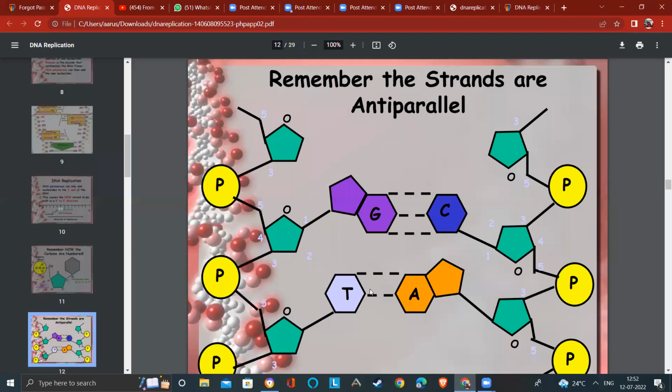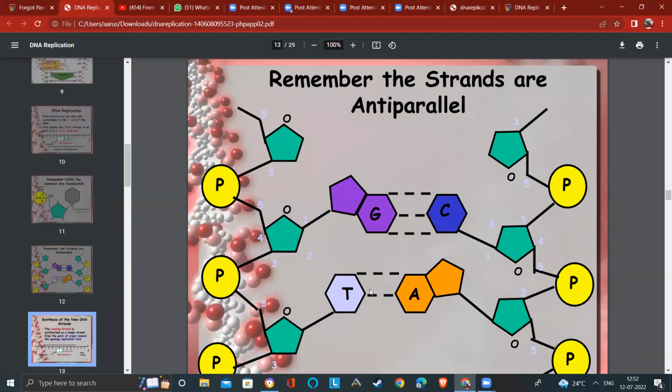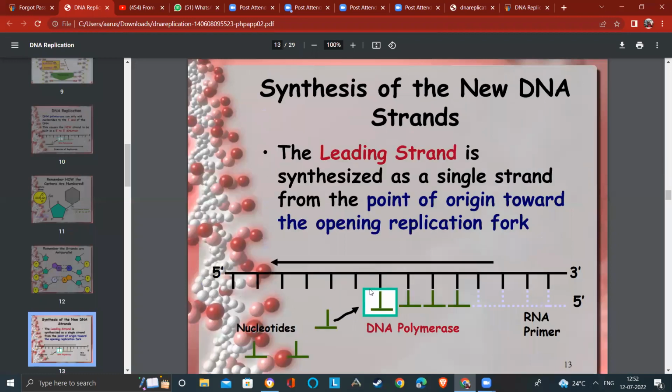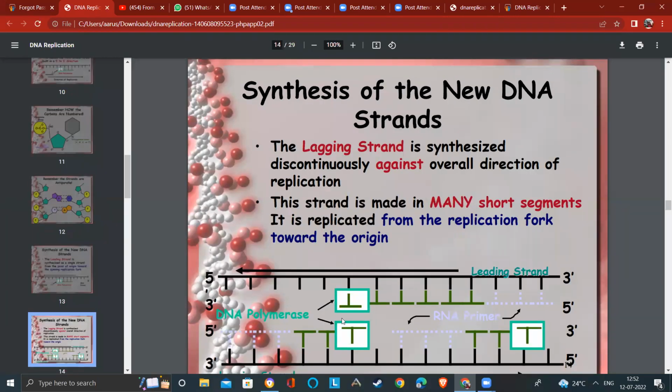Now the synthesis of new strands. The leading strand is synthesized as a single strand from the point of origin towards the opening replication fork, which we have already discussed. Here comes your leading strand. In this leading strand, you're seeing the addition of nucleotides without any breaks by the DNA polymerase, whereas the lagging strand is synthesized discontinuously against the overall direction of replication. This strand is made in many short segments, and it is replicated from the replication fork towards the origin. That's why it is bidirectional.